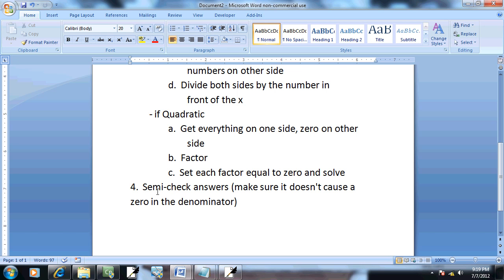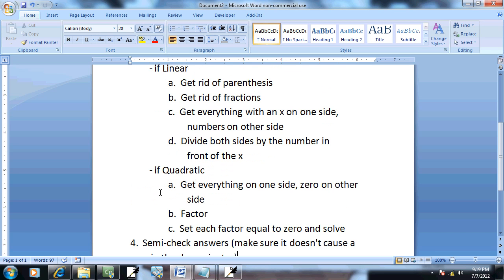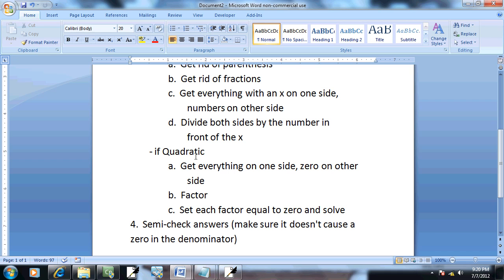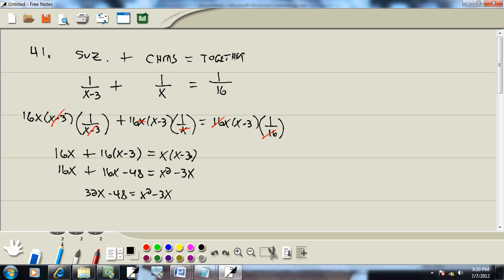Now if I look at my steps here, factor all the denominators, we didn't have to do that. Figure out the LCM, multiply by, we just did that. Now solve. Now we have a quadratic. It says get everything on one side, 0 on the other side. This is assuming that we haven't covered the quadratic formula yet, and you can factor it. So I want to take the 32x and negative 48 to the right side, because we want the x to the largest power to have a positive number in front of it.